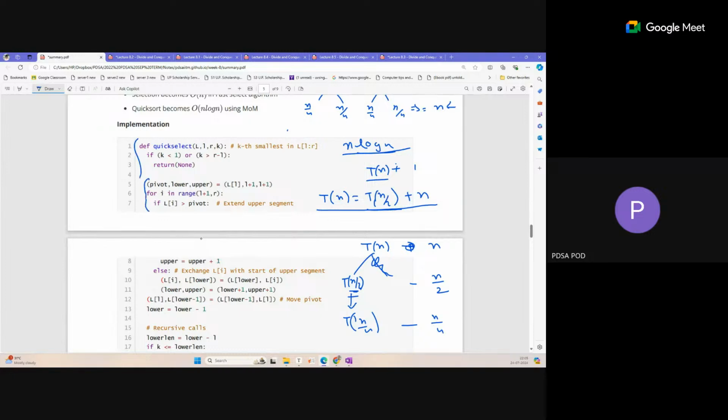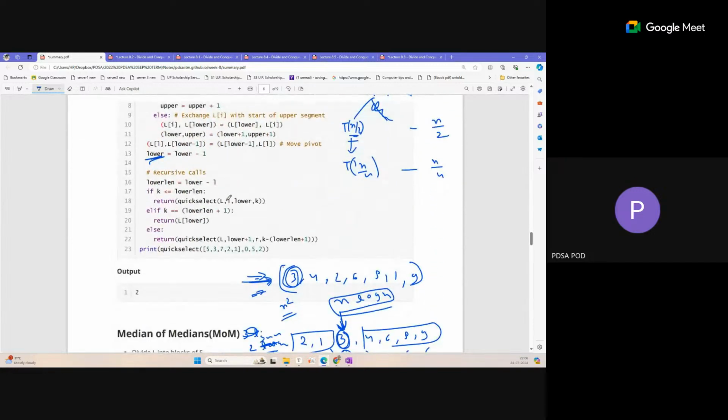We are just finding the pivot, and after that we get this lower, which represents the pivot position, and then we decide the call. You can see if our k is less than the lower limit, we make this recursive call. Based on the if-else condition, we are calling only one time. If our k matches the required position, we return the answer. Otherwise, we call either the left part or the right part. So we call only one part, and because of that our algorithm works like T(n) equals T(n/2) plus n, where n is for the partition process.